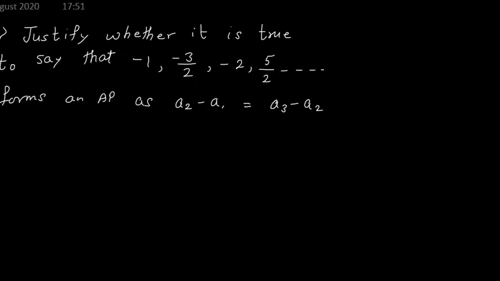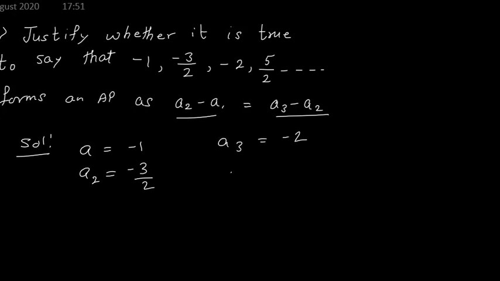Next problem is justify whether it is true to say that minus 1, minus 3 by 2, minus 2, 5 by 2, they form an AP, as a2 minus a1 is equals to a3 minus a2. So let us first write what is a. A is minus 1. What is a2? a2 is minus 3 divided by 2. What is a3? a3 is minus 2. And what is a4? a4 is 5 divided by 2.